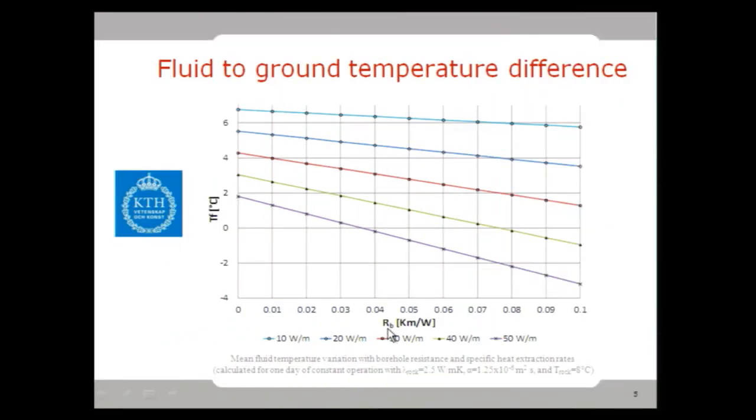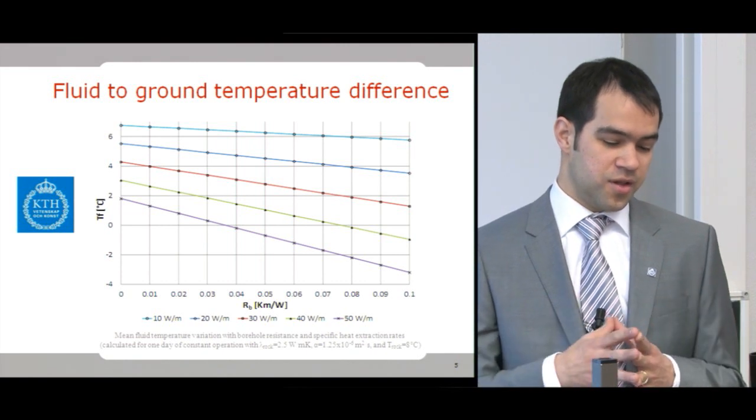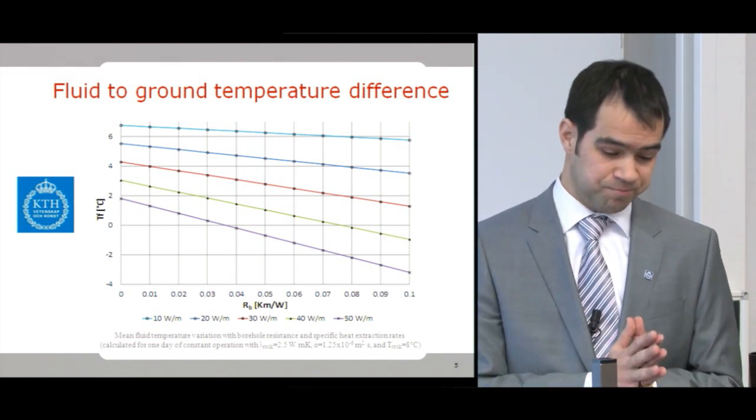And depending on this value for each heat exchanger, for a given heat extraction rate, according to this diagram, just as an example, you can see what fluid temperature or secondary mean fluid temperature you'll get in the borehole, in this case for the heat extraction case.